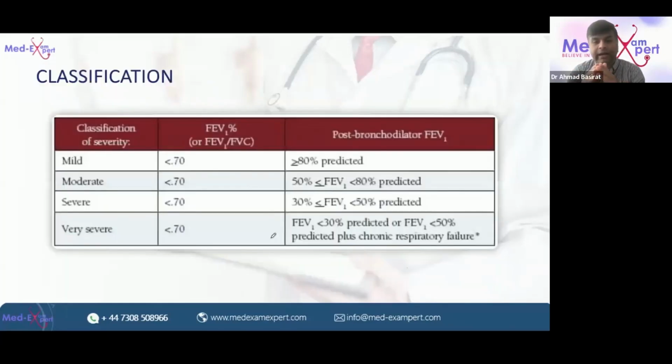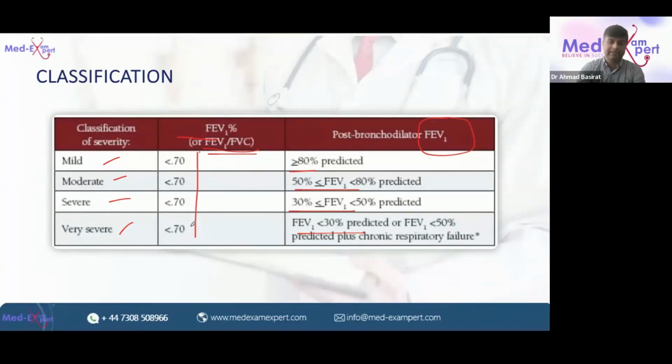How do we classify this obstructive lung disease into mild, moderate, severe, very severe? The basic thing here is the FEV1 over FVC ratio, which is the same. Once it's less than 0.70, we say this is obstructive lung disease. Then we move on to the FEV1 value, the forced expiratory volume in 1 second. If it is 80 or more, it's mild. 50 to 80 is moderate. 30 to 50 is severe. And less than 30 is very severe. So that's how we categorize mild, moderate, severe, very severe.